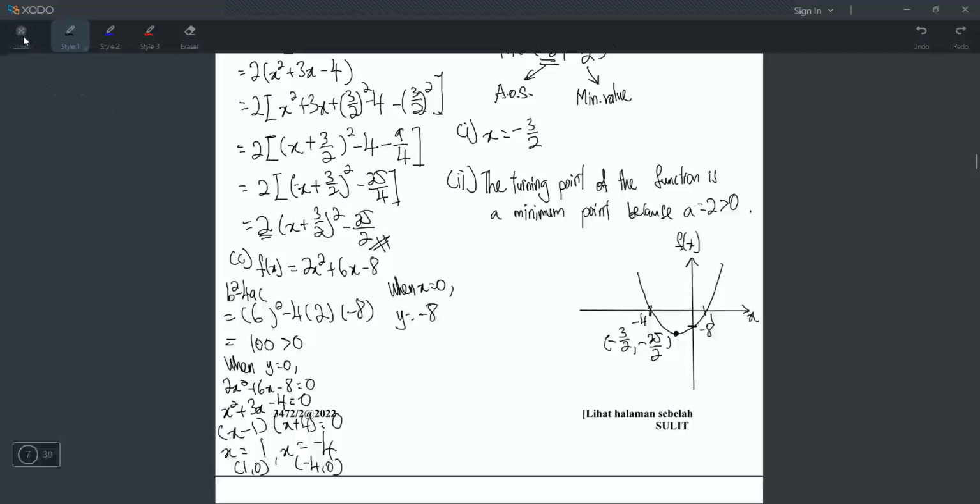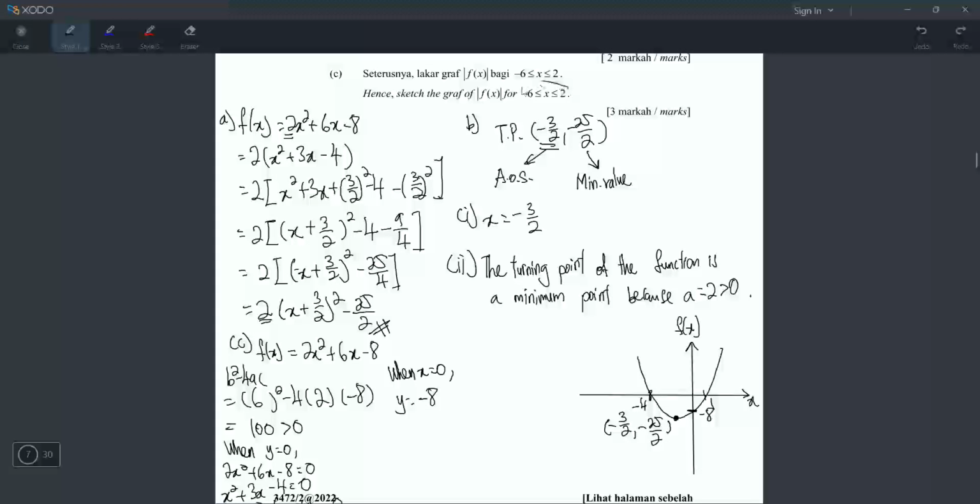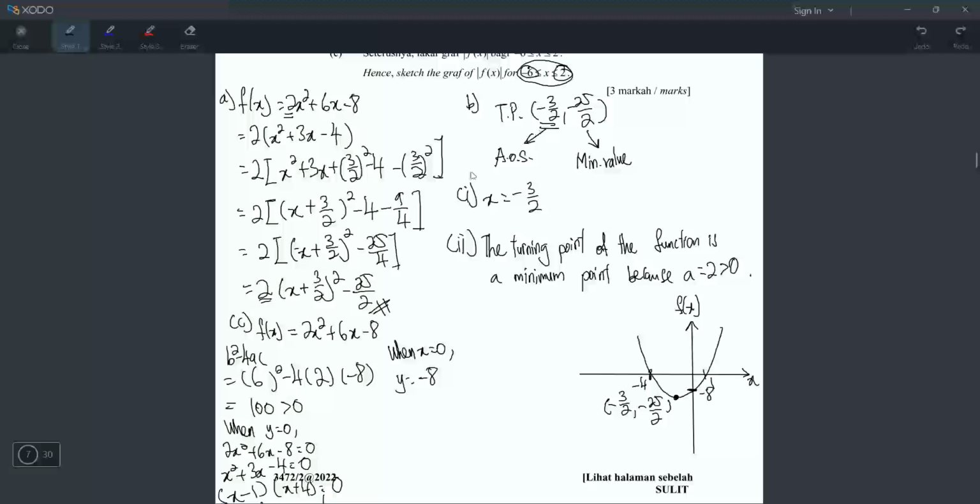But the problem with this is they want modulus. Do you realize they want modulus? And they also mentioned this range, right? So I think what I will do first now is to find the starting point and the ending point first. So the starting point has to be x equals -6. So what I will do is I will put x equals -6, find the starting point, find the turning point, find the ending point.